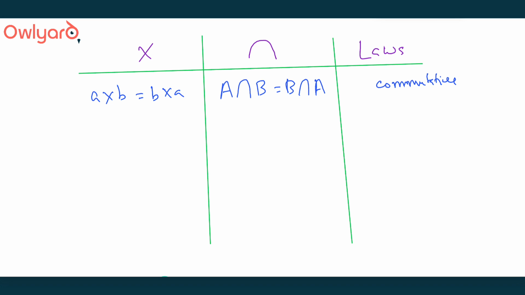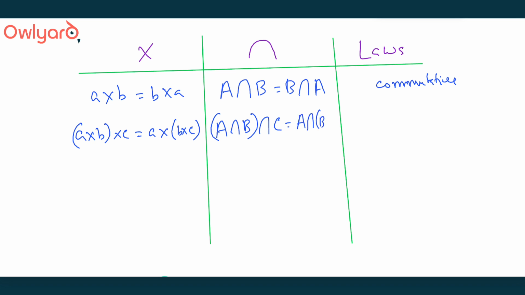Okay, and the associative law also holds for multiplication. So A times B times C is the same as if you do A times, and B times C first. Similarly, A intersection B and then intersection with C is the same as A intersection, B intersection C. So the associative law also holds for both multiplication and intersection.